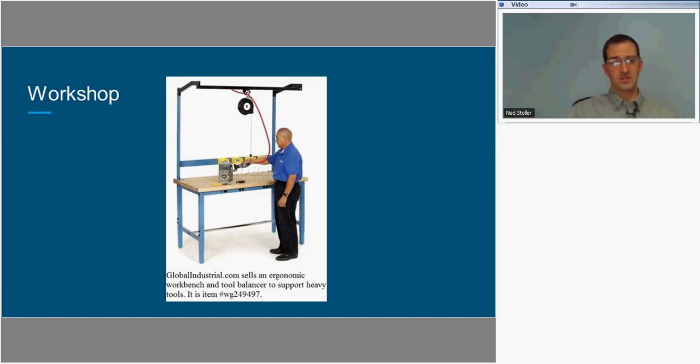So this is another nice workshop accommodation from Global Industrial that I would encourage someone, if they're going to be doing a lot of repairs and maintenance at a workbench, to get a tool balancer and an overhead trolley system for it, to be able to relieve the strain on the hands and shoulders and elbows.